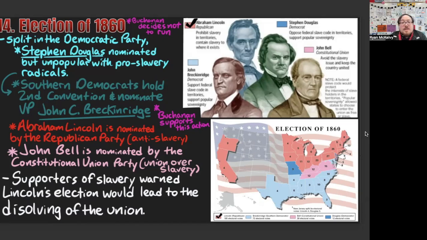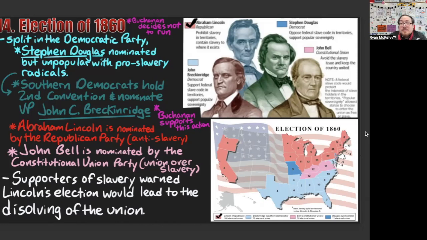And then you have another man named John Bell, from the Constitutional Union Party, who is very popular in the border states, the states that have slavery but don't really consider themselves part of the Southern slave states. And they're again more focused on let's keep the Union together. We shouldn't break up over slavery.